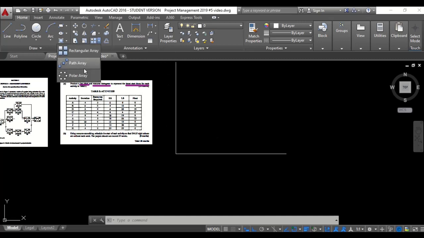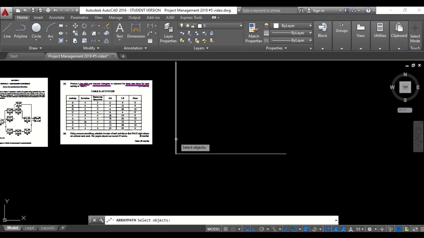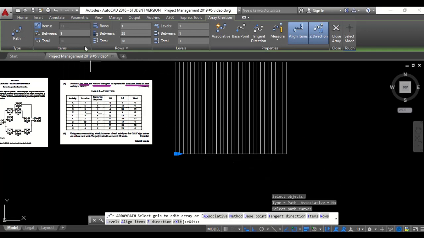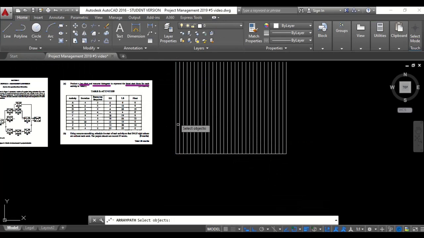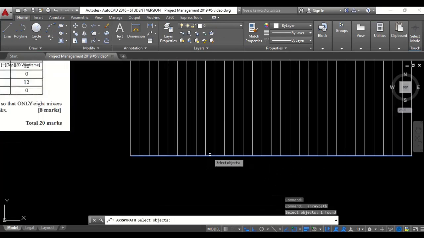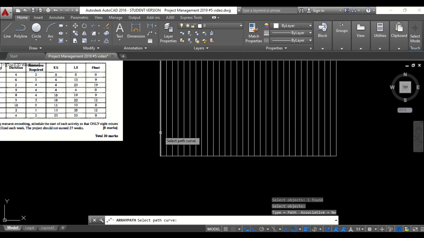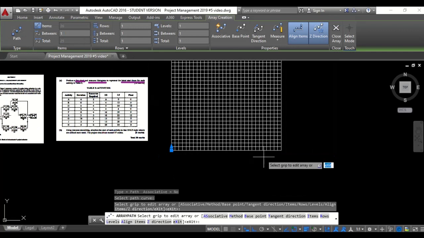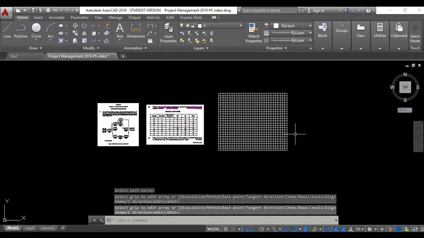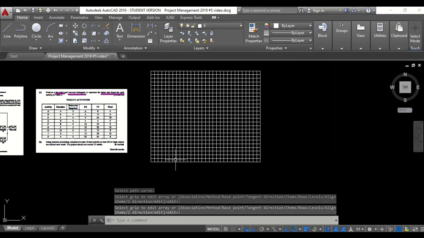So I'm going to be doing array. I'm going to be using path array. So I select my object, then my path, and it gives me, because I already had the setting set here, 1 between each of the objects. Do it again. Select my object and select my path. And then I'm going to set this to 1 between. And there I have my grid. So I press enter. So now my grid is all set.